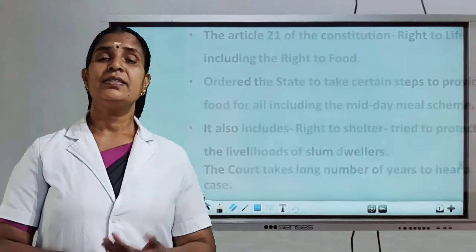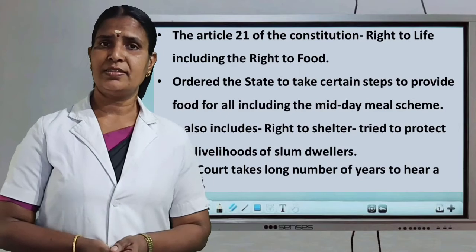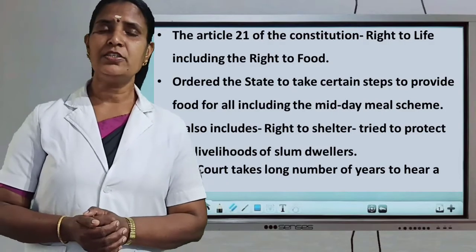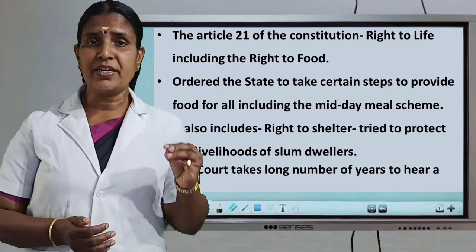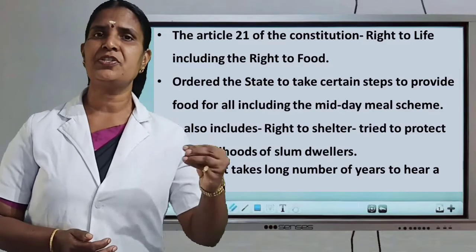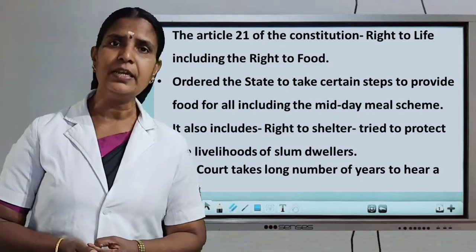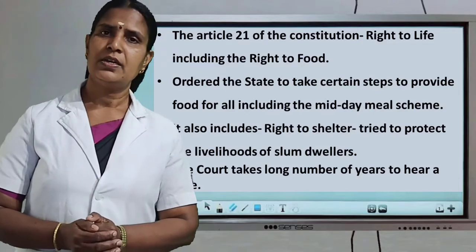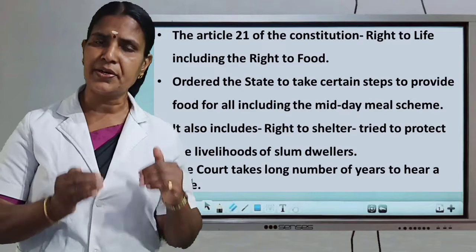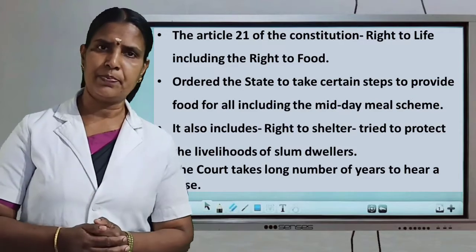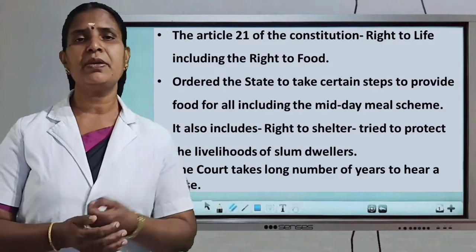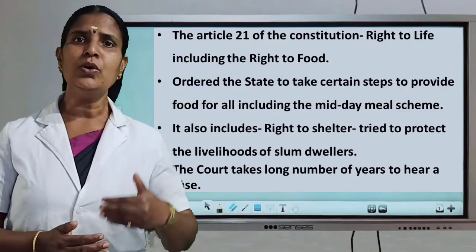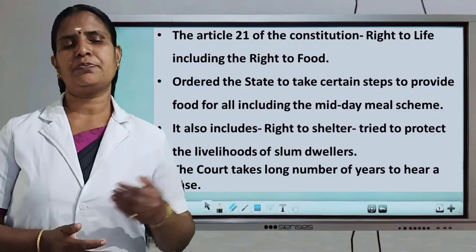Clear? Article 21 of the Indian Constitution guaranteed the right to life, including the right to food. Listen, this ordered the state to take certain steps to provide sufficient food to all people, especially the socially disadvantaged people who are not getting sufficient food. As a part of this, the government introduced the midday meal program. Listen, in schools they introduced midday meal schemes, and through the ration shop, they started to distribute food grains at a lower price.